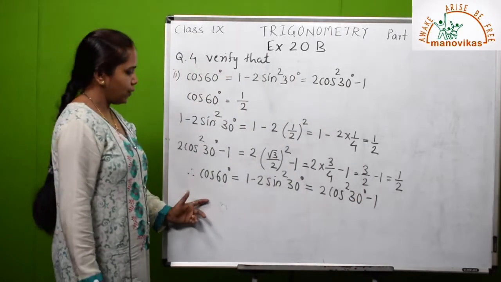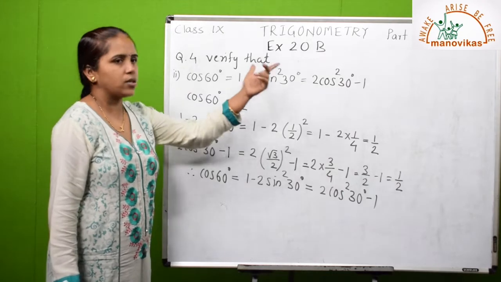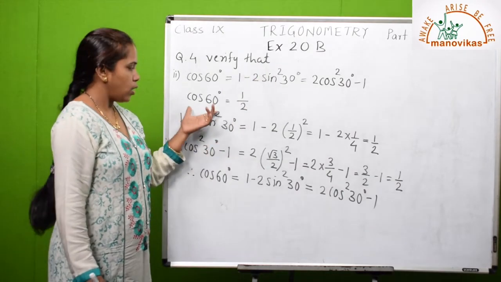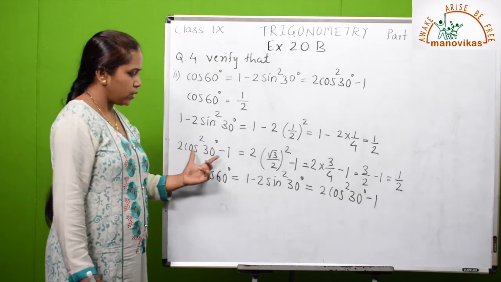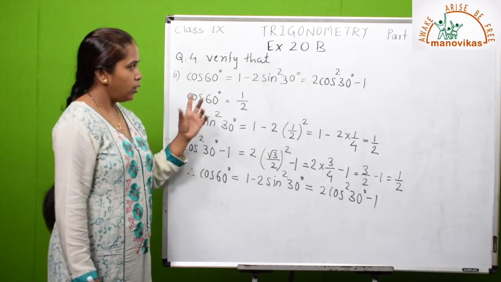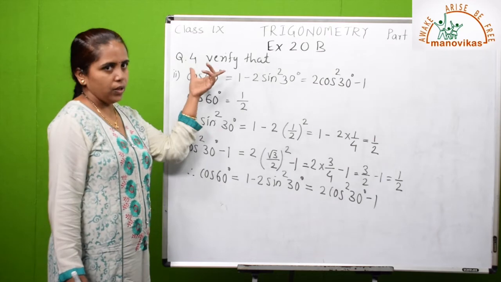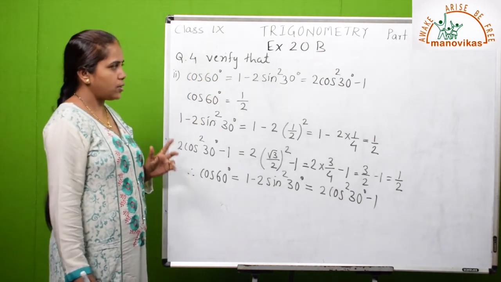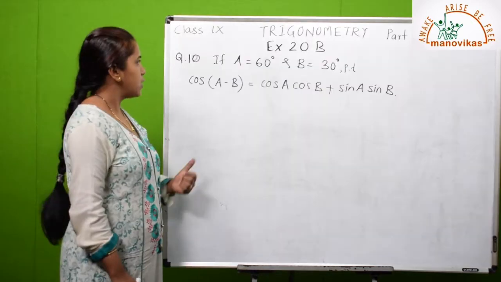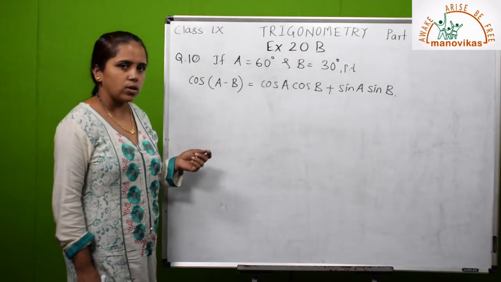So here we verified that all the three parts' values are the same: cos 60, 1 minus 2 sin square 30 degree and 2 cos square 30 minus 1. So this is how we verified that. Understood? Now next question. Now see question number 10. What is question number 10?